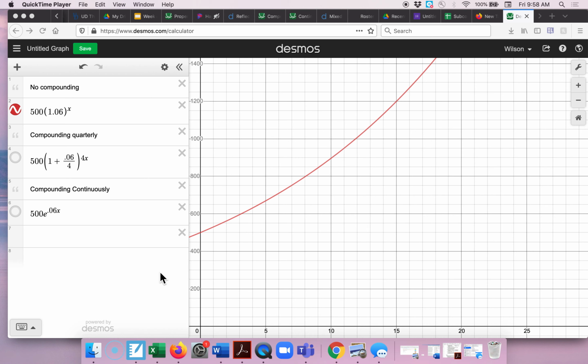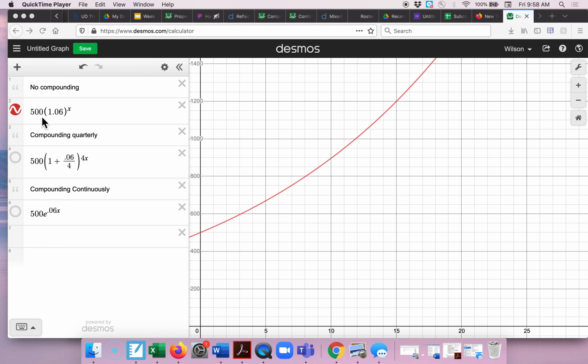Hi everyone. So I'm just going to share this quick video with a graph that's going to try to demonstrate what's going on when things are increasing exponentially, but in different formats. So for example, this graph right here, this red graph, is this red equation.